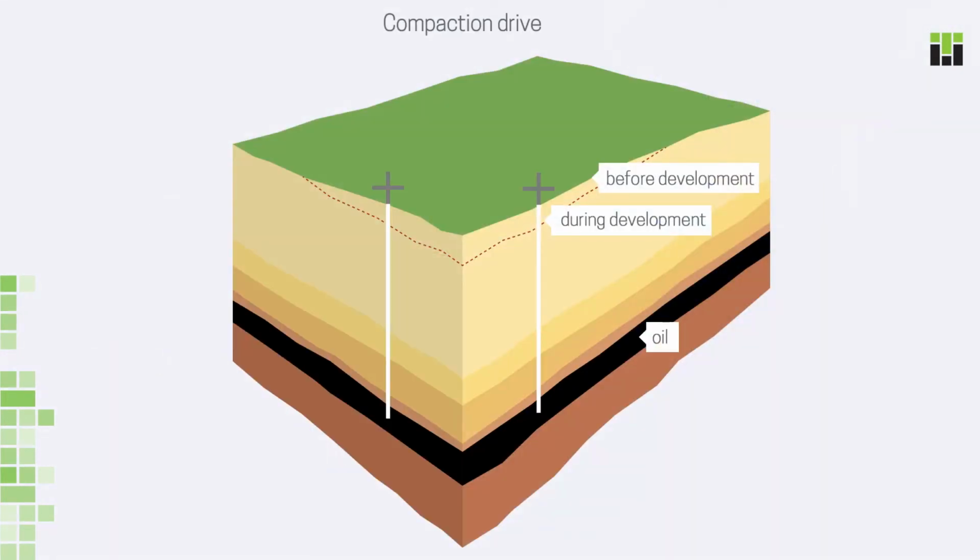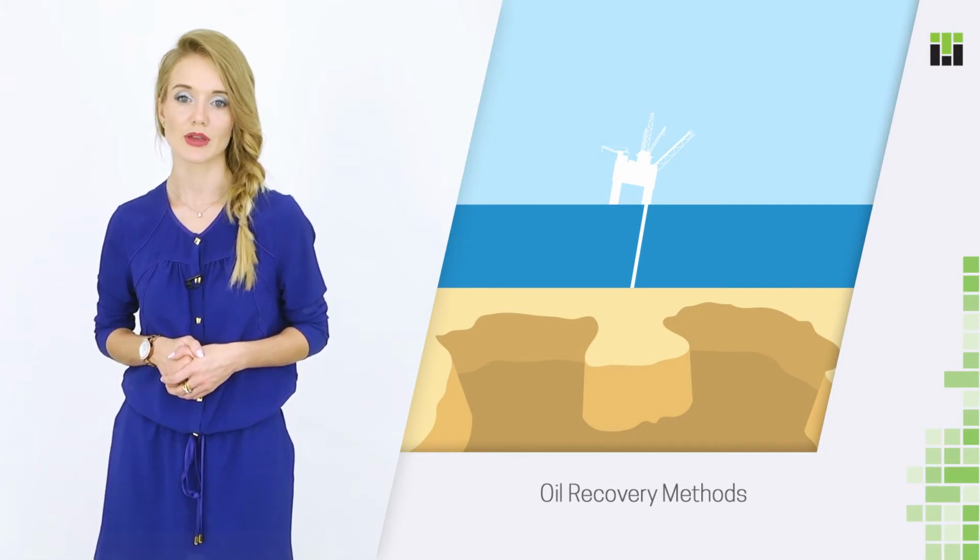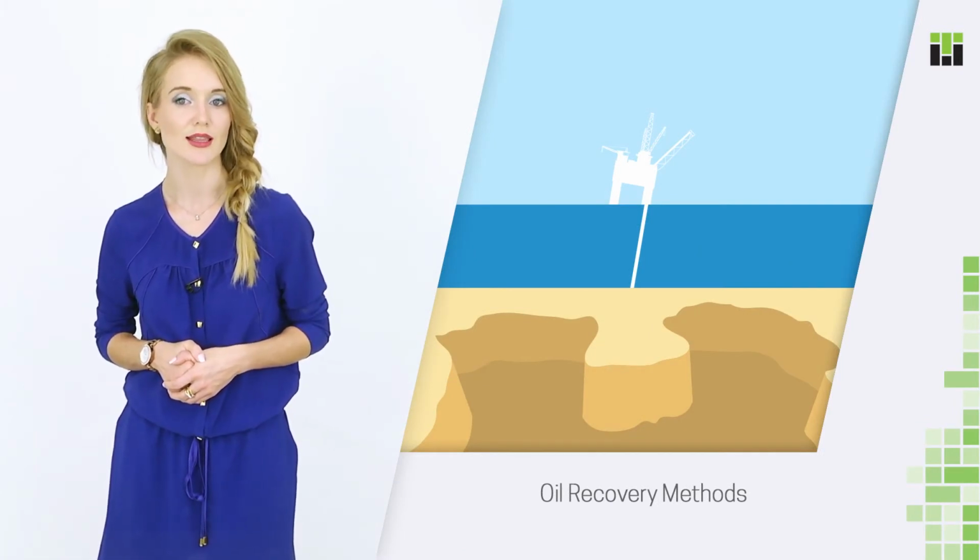Compaction drive is another depletion drive method. It manifests itself as inner pore pressure drops down, so the resulting mechanical pressure on the rock increases, which causes it to crumble and compact. Sometimes Earth's surface itself can subside due to this compaction. This reservoir drive method can be observed in loose sandstones and limestones.